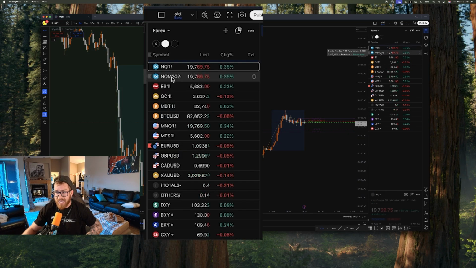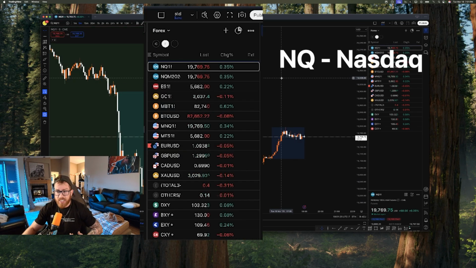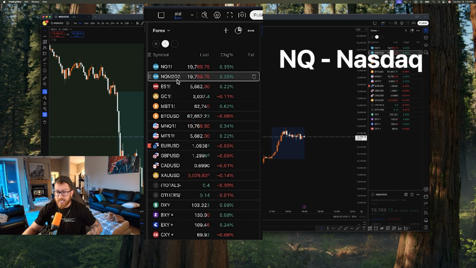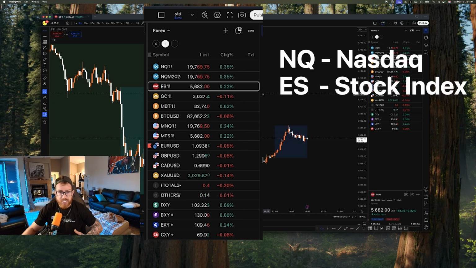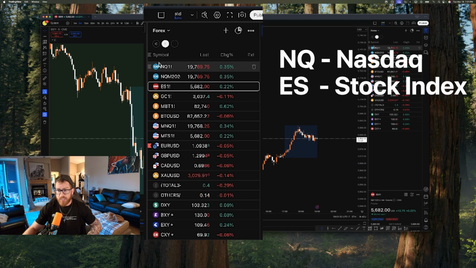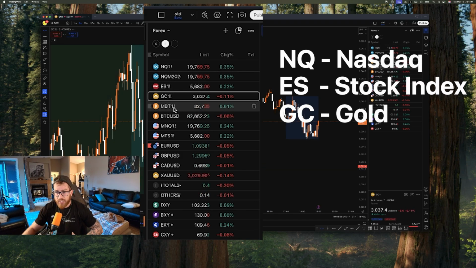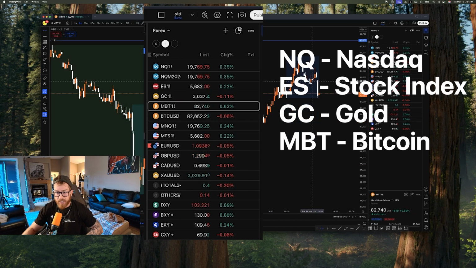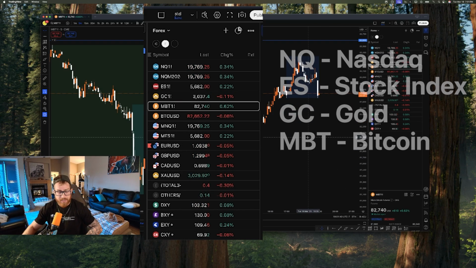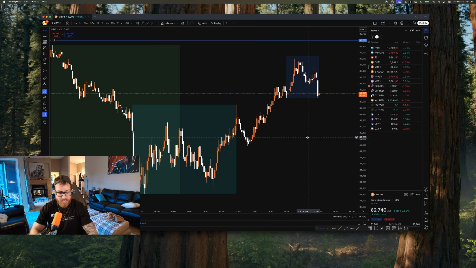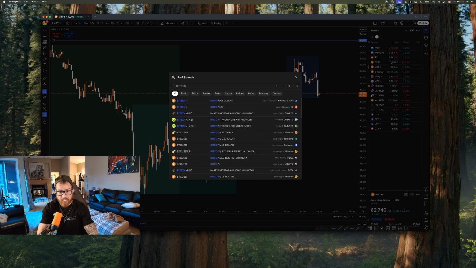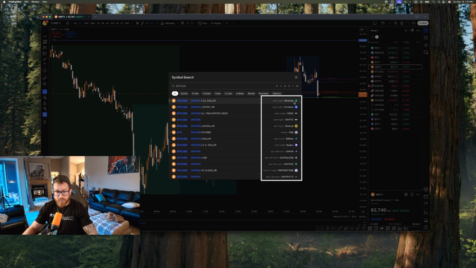So let's look. You've got different symbols here on the side, right? This is the NASDAQ. The NASDAQ is, of course, a tech stock index. You've got the ES, which is another stock index for the US market. GC is gold. MBT is Bitcoin, right? And you'll have different pair names. So when you go on TradingView, you can type something like Bitcoin, and then you can look at that. Now you've got different exchanges on the side here, and that's going to be slightly different price variations.